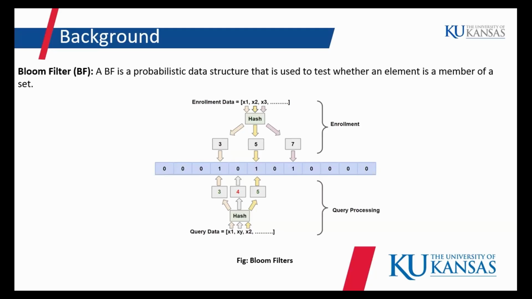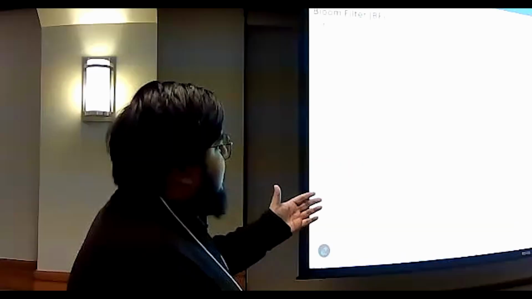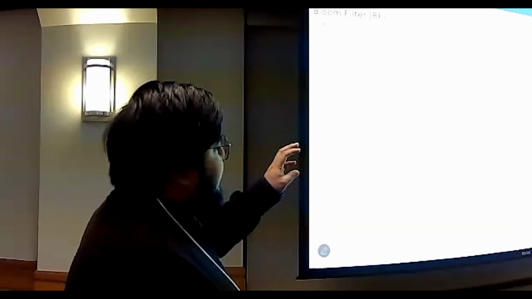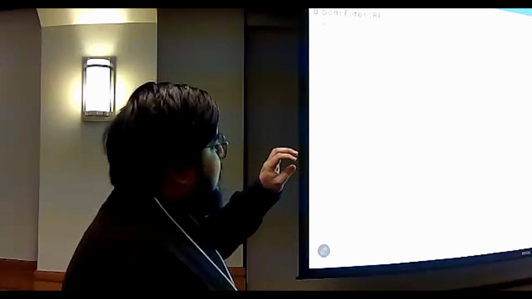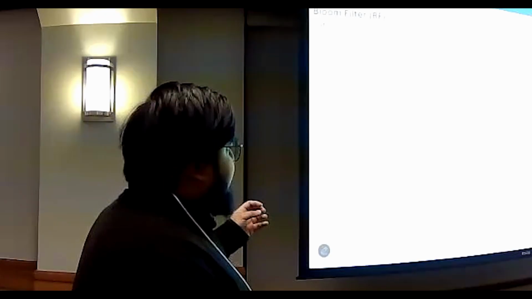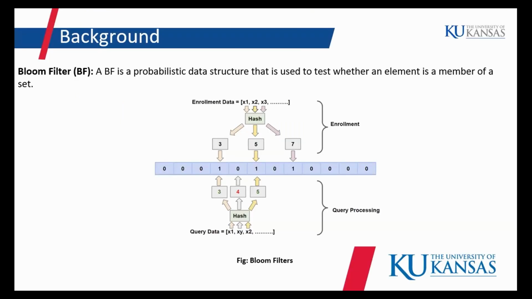When we query the data, if we find similar data, we borrow that hash function, and for the same data, we will definitely get the same output of the hash. So we just simply go to that bit array and check whether the bit array element is 0 or 1. Since it's 1, then we can say that it passed the membership test.